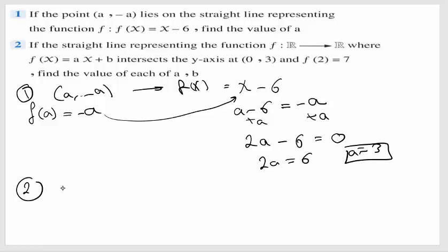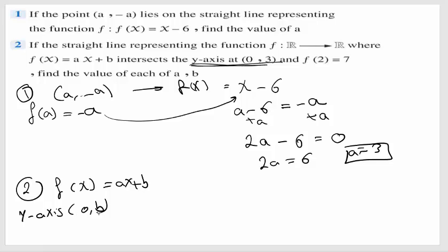In this example, he's telling me that the straight line representing the function f of x equals ax plus b intersects the y-axis at (0, 3). This means that f of x equals ax plus b intersects the y-axis at, I know the rule, (0, b). So if you are telling me that the intersecting point with the y-axis is (0, 3), this means that b equals 3. How to find the value of a?